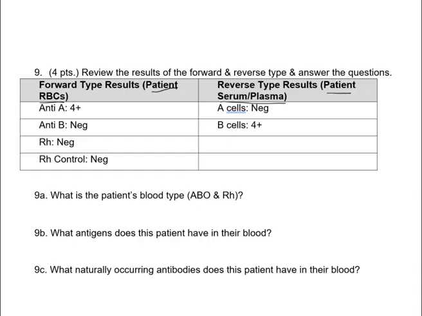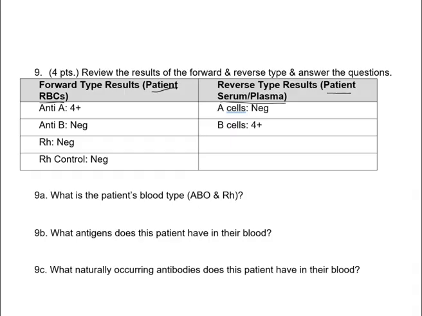In the reverse, you would be using A cells and B cells as our reagents. So let's go ahead and look at 9A. The question: what is the patient's blood type, the ABO and RH?